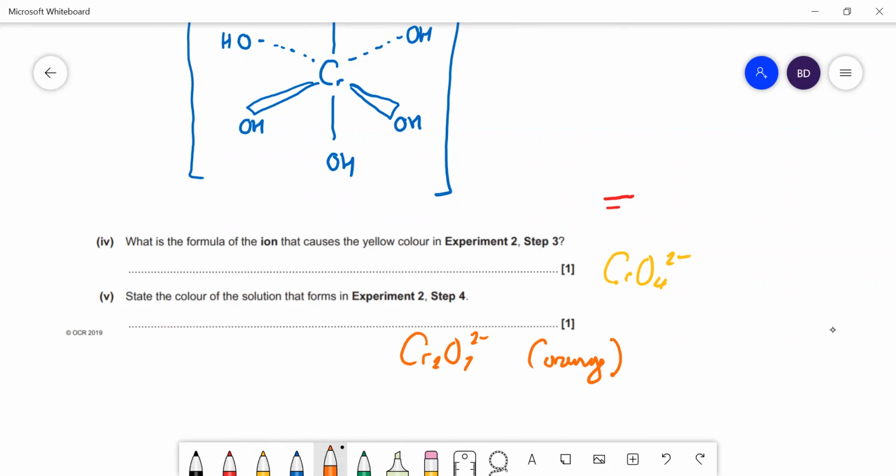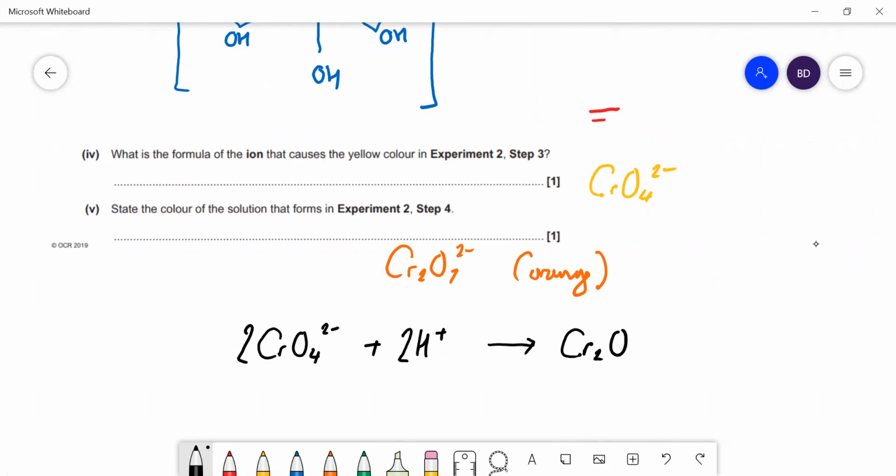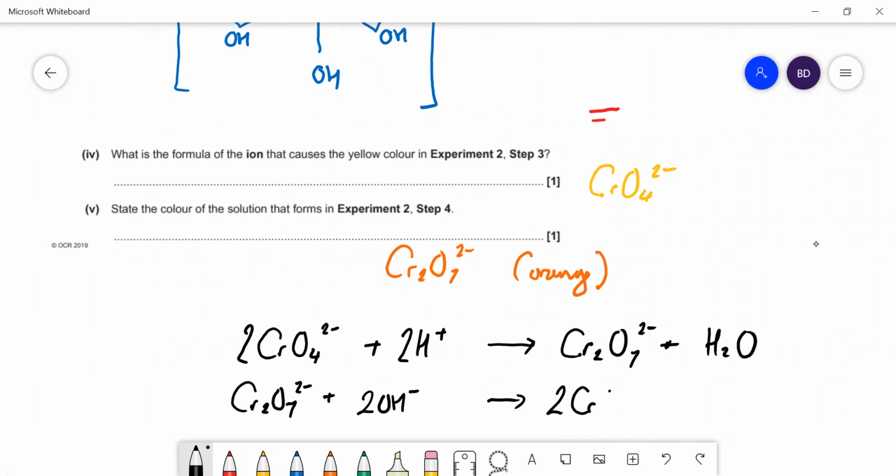It doesn't ask you this, but I'll write down the equation for that before I finish up here. So you get chromate plus acid, we need 2 of those, and we're going to get the orange dichromate and a water molecule. That is the equation there. And the reverse of that would be, you've got the dichromate, if you add alkali to that, you end up with the yellow chromate, and you'll form a water molecule there as well.